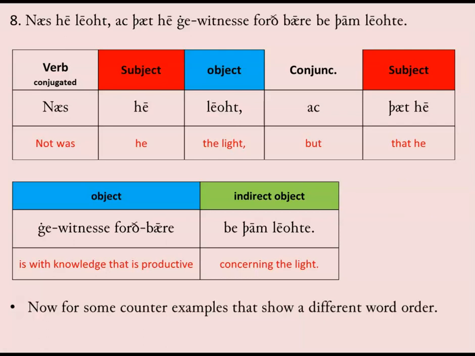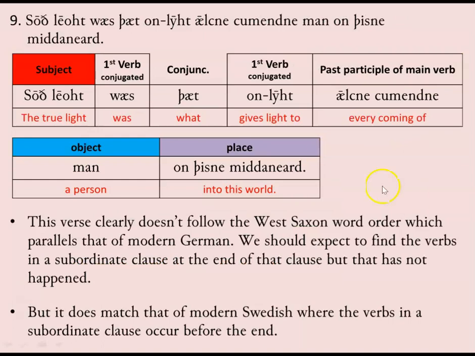Now for some counterexamples which are a different word order. Verse 9. Okay, here we go. Soth leocht was that on lucht alchne kommende, man on thisna midden erd. Okay, now the G is deliberately, it's not in the translation. I haven't missed it out. It is in this version here of Bede's text. There is no G with a dot above it.